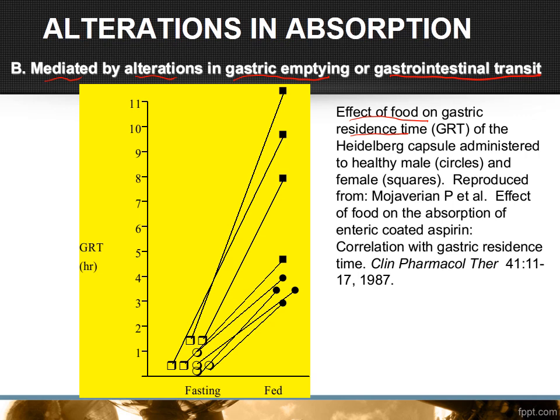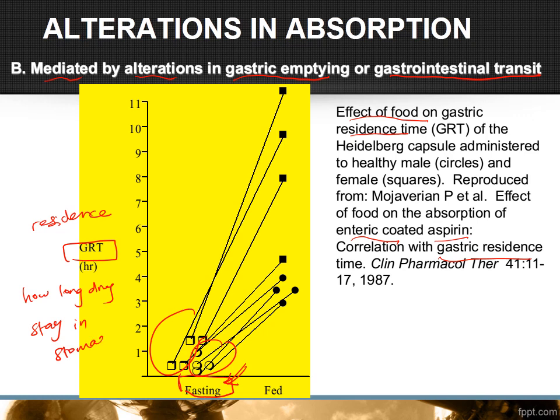Okay, so a capsule was administered to healthy males, which is the one with the circle, and females, the one with the square here. This is the effect of food on the absorption of enteric coated aspirin, correlated with the gastric residence time. When it is fasting, it means we never have any food that interrupts the absorption. The gastric residence time means how long the drug stays in the stomach. So when you have food, from less than an hour that they stay in the stomach, they increase to 3 hours that they stay in the stomach.